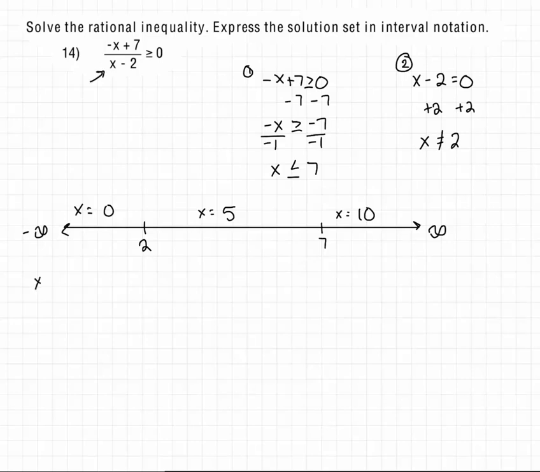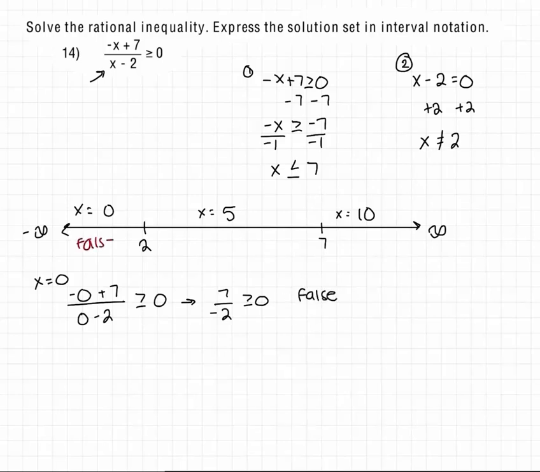So let's start with x is equal to 0. When we do that, we're going to get negative 0 plus 7 over 0 minus 2 is greater than or equal to 0. When we reduce that, we're going to be left with 7 divided by negative 2 is greater than or equal to 0. And we know that this is a false statement because it yields a negative number. So we know that this portion right here is not true.